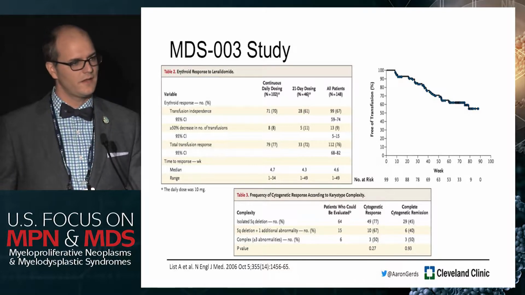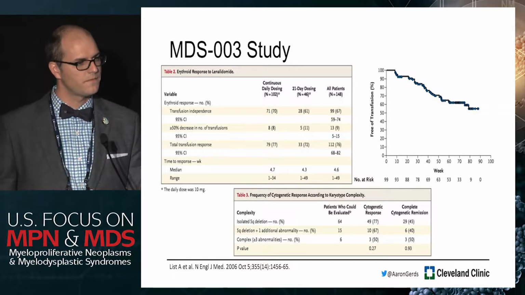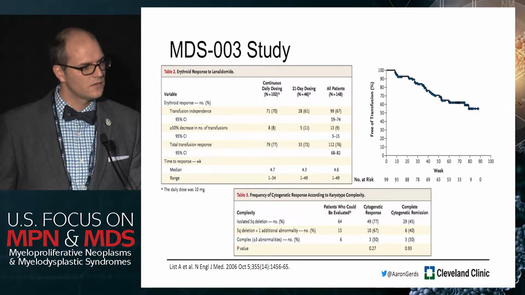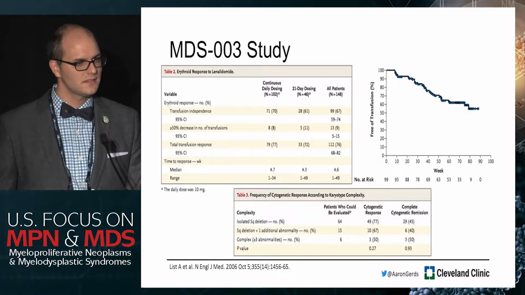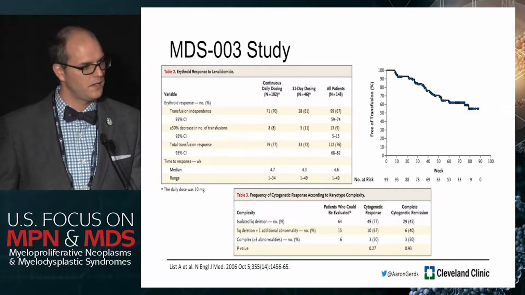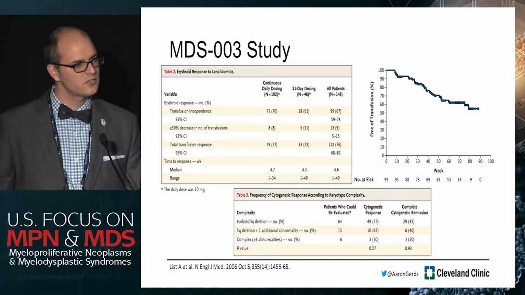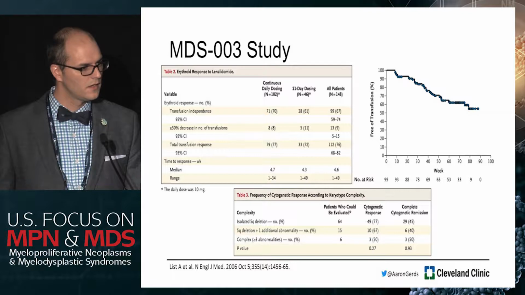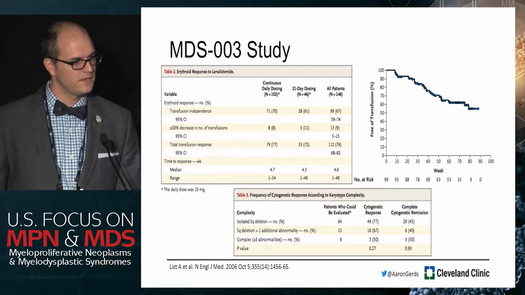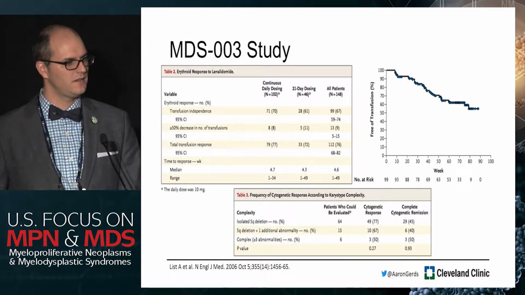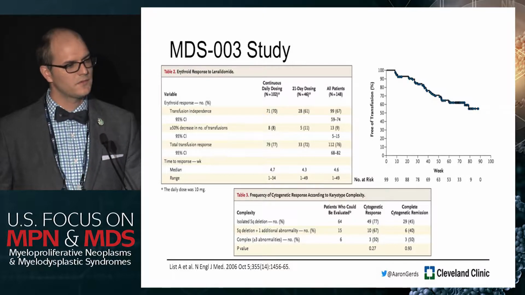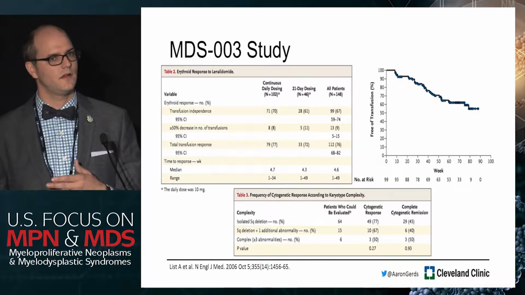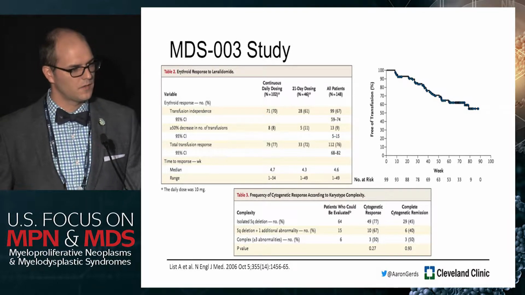Table 2 in the upper left-hand corner has the response rates. The far right column is the total patient population of this study. Those who had transfusion independence were 67% of patients. An additional 9% had at least a 50% decrease in the amount of transfusions they required, for a total response of 76%. That's a pretty big number, especially in the MDS world. The time to response was about 4.5 months, and we'll see that's a pretty consistent thing across all the studies. The median time to response is 4.5 months.